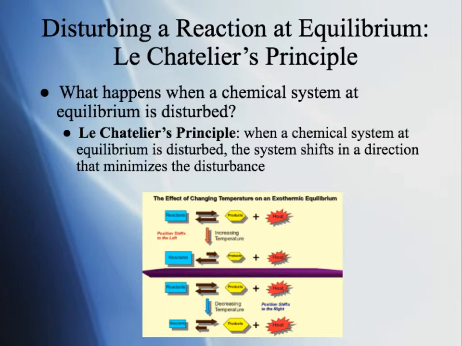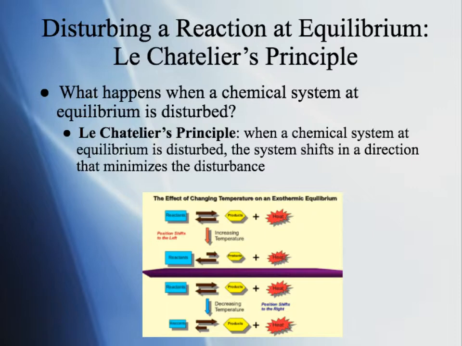a chemical reaction is reversible, at some point the forward reaction is going to equal the reverse reaction, and we're going to get what's called dynamic equilibrium. And it's basically kind of cruise control for a chemical reaction. In this lecture, we're going to talk about disturbing the chemical reaction's equilibrium. So here's our question. What happens when a chemical system at equilibrium is disturbed?